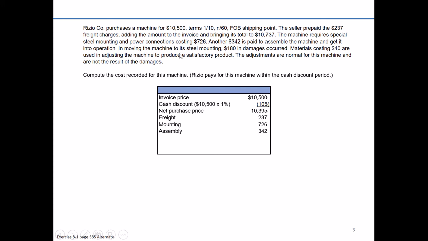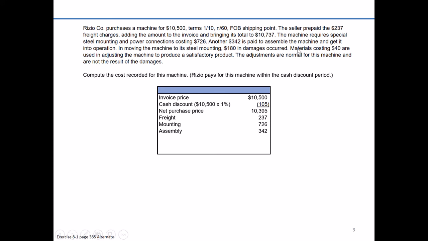In moving the machine to its steel mounting, there were some problems. In fact, this piece of machinery was damaged and they had to pay $180 in order to repair it. That is not going to be part of the overall cost of the machine. That would be something we would expense versus capitalizing as an asset. Again, it's something that we would expense. It's not reasonable and necessary. We don't expect, as we're getting an item ready for use, to damage it. If we do, it's not considered reasonable, so we would go ahead and expense it.